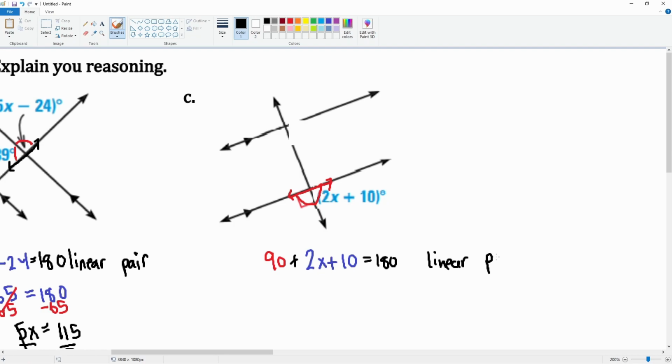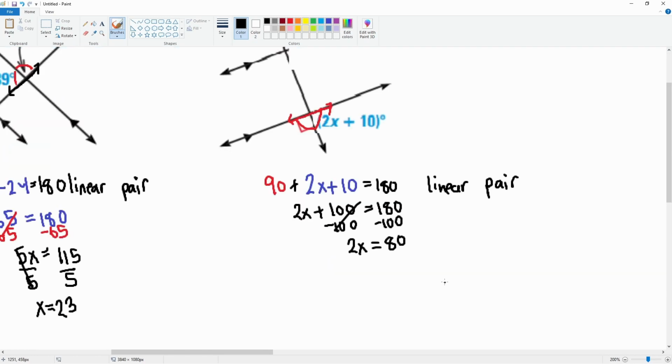And that allows us to now simplify 90 plus 10, which is 100. Bring down that 2x. So the left-hand side simplifies to 2x + 100 is equal to 180. Subtract 100 from both sides, leaving you with 2x is equal to 80. Then we divide by 2 on both sides. This gets you x is equal to 40.